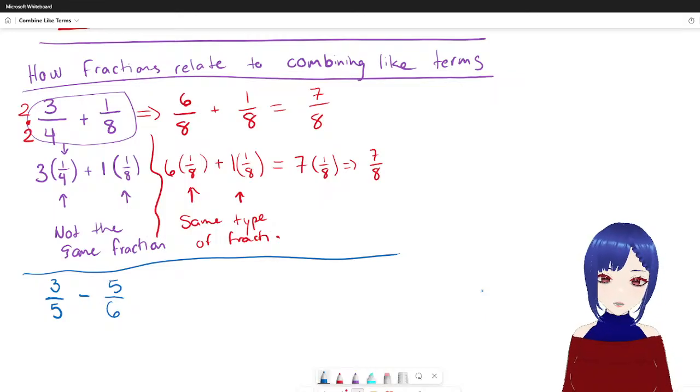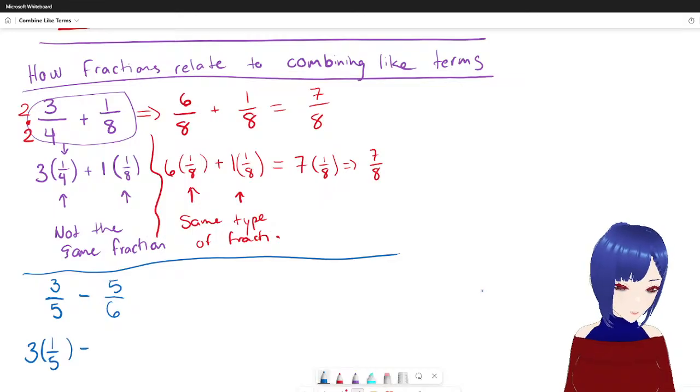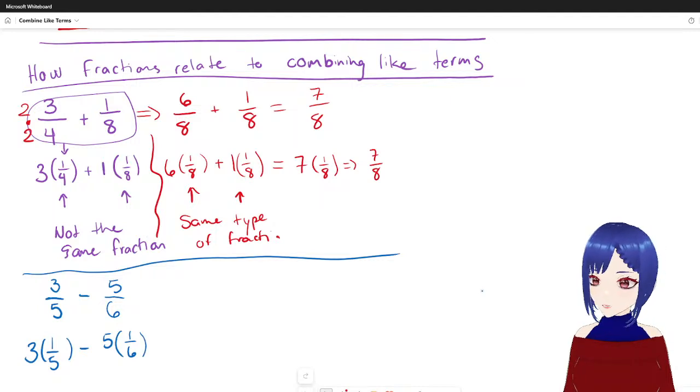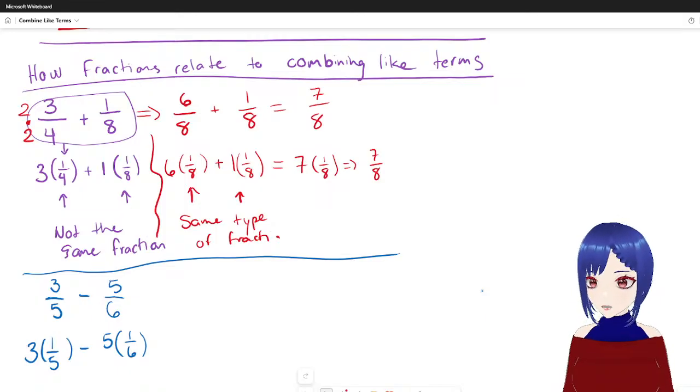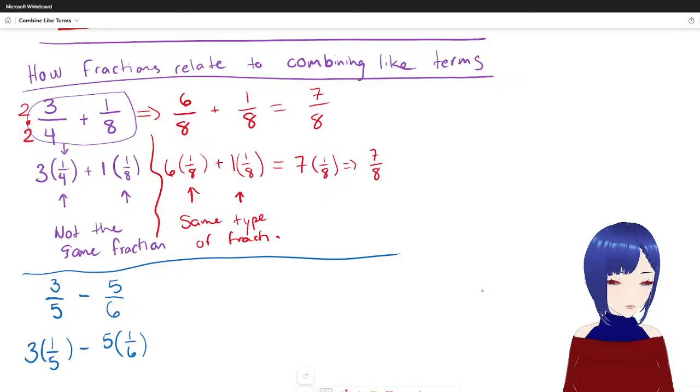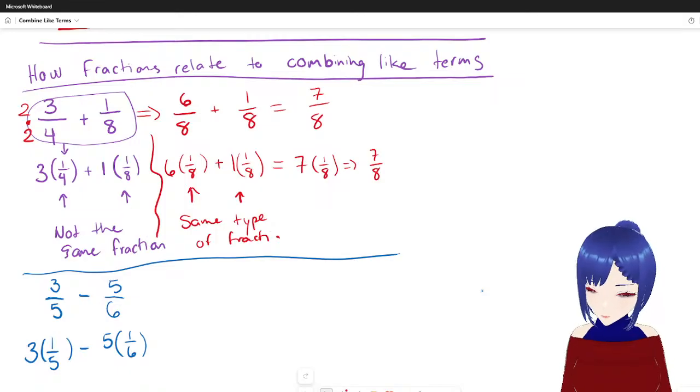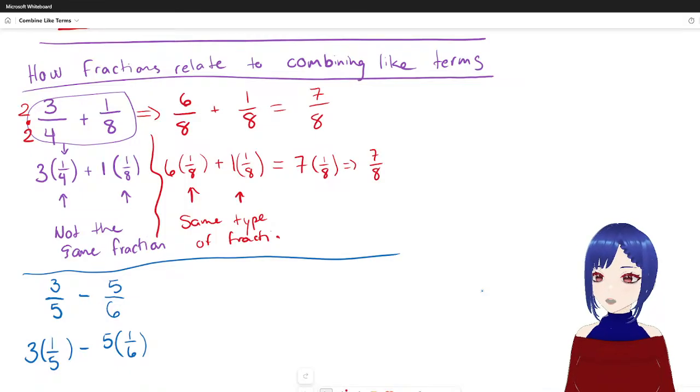So remember, if the combining like terms thing made sense to you, 3/5 means there's 3 1/5 minus 5 1/6. 1/5 and 1/6 are not the same type of fraction, so we cannot combine them. We need to have the same type of fraction in order to combine them. So we need to find a number that we can multiply 5 by that will be a number that 6 can become. Without this being a super in-depth fraction lesson, because I'm going to have specific videos on that.